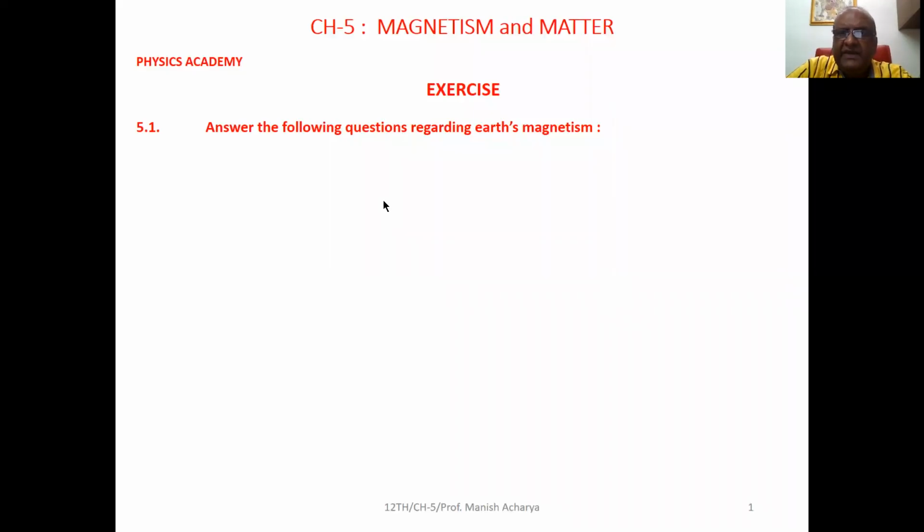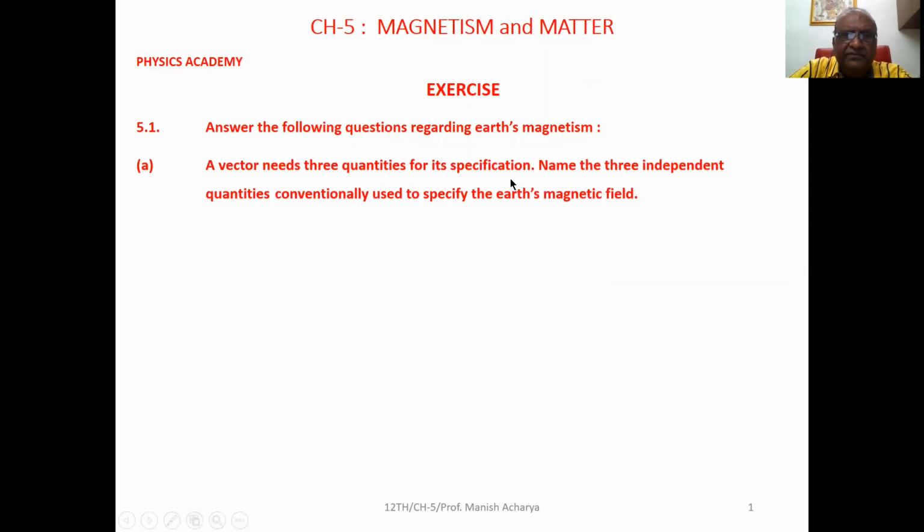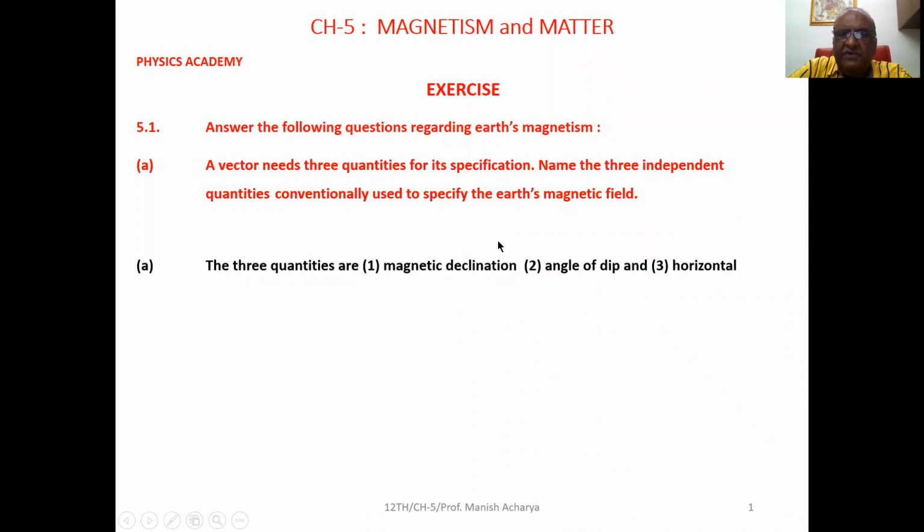Chapter 5, Exercise Numericals. 5.1, answer the following questions regarding Earth's magnetism. A vector needs three quantities for its specification. Name the three independent quantities conventionally used to specify Earth's magnetic field.